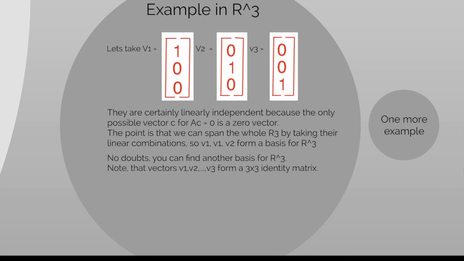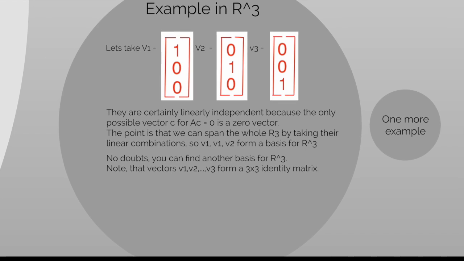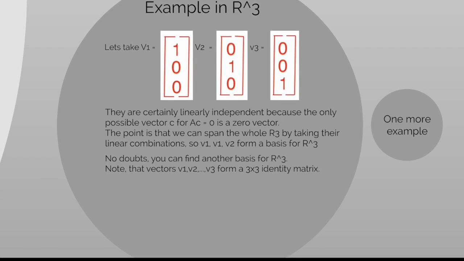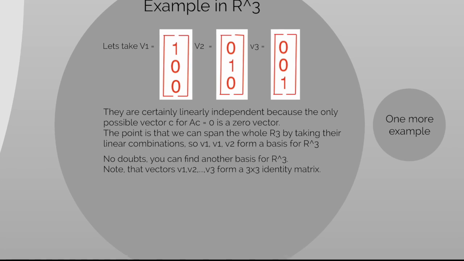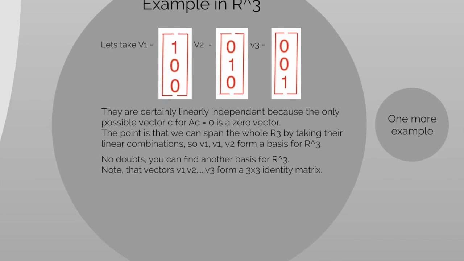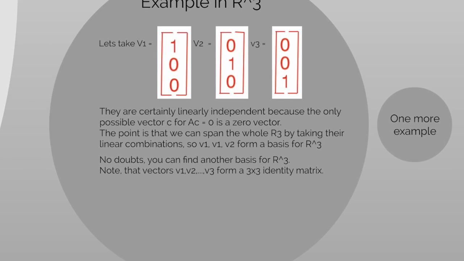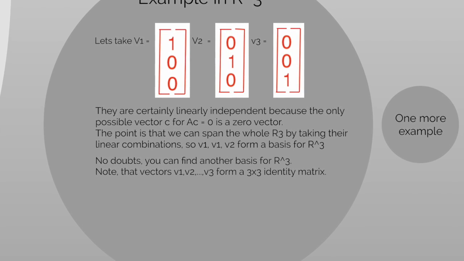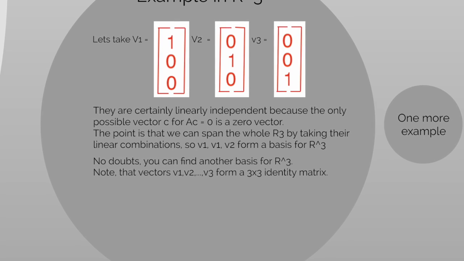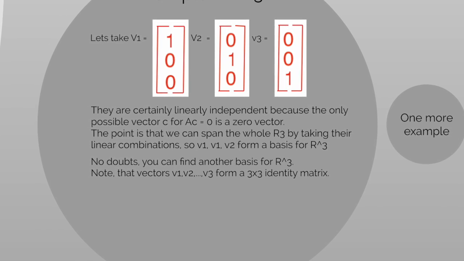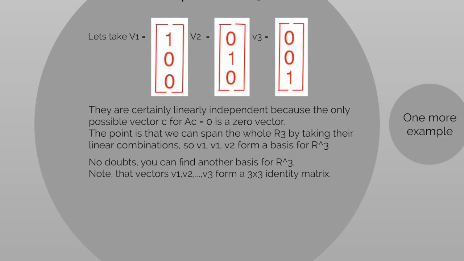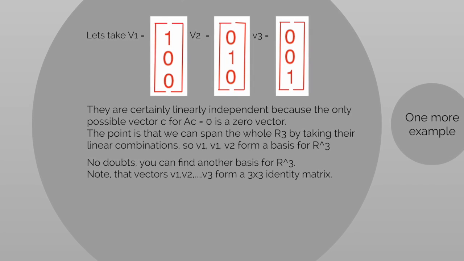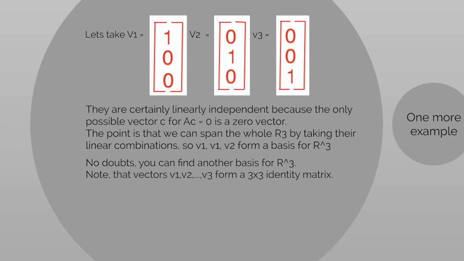Example in R3. Let's take three such vectors. They are certainly linearly independent because the only way to solve AC equals 0 is the zero vector C. The point is that we can span the whole R3 by taking their linear combinations, so V1, V2, V3 form a basis for R3. No doubt, you can find another basis for R3. Note that vectors V1, V2, V3 form a 3 by 3 identity matrix.